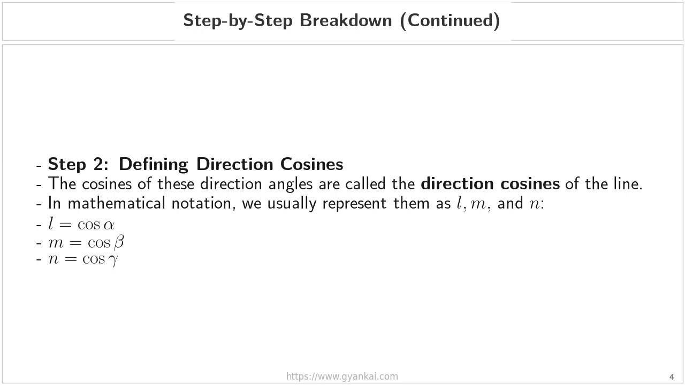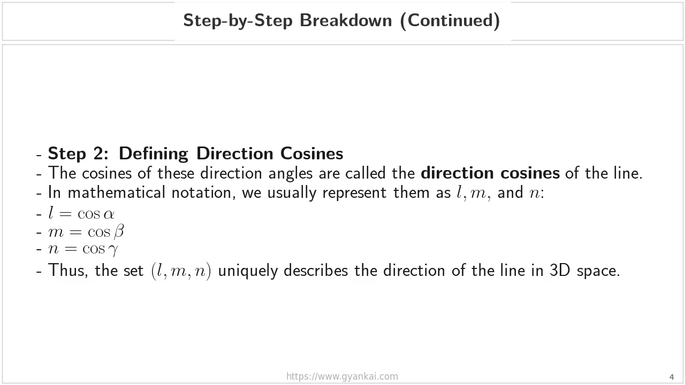We define L as the cosine of alpha, M as the cosine of beta, and N as the cosine of gamma. By calculating these three values, we create a set written as L, M, N, which acts like a unique fingerprint. This set uniquely describes exactly which direction the line is pointing in three-dimensional space. In the next slide, I'll give you a real-world analogy involving a laser pointer to help you visualize how these values actually work in practice.